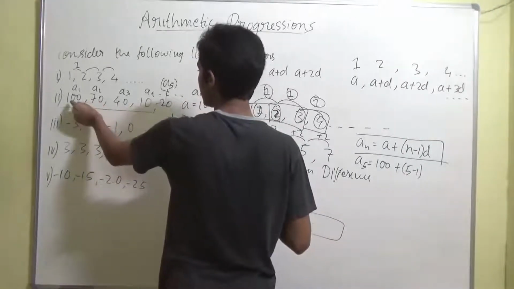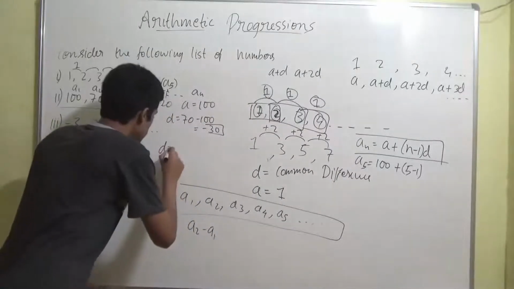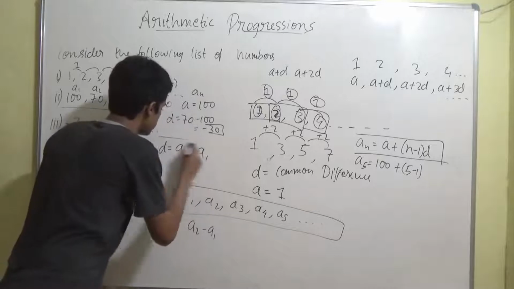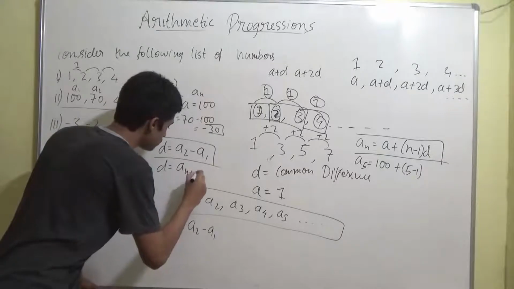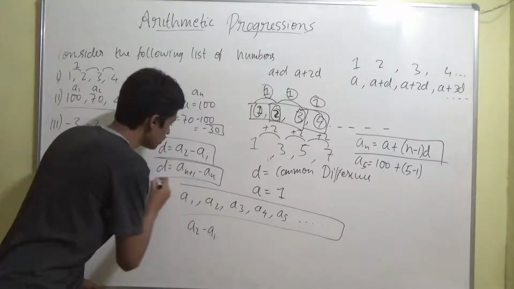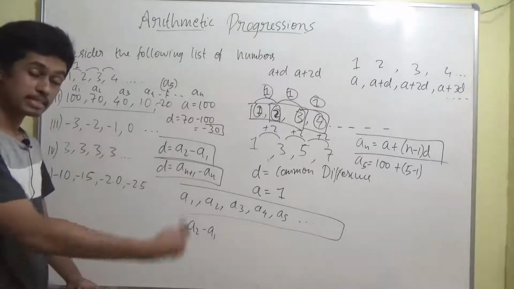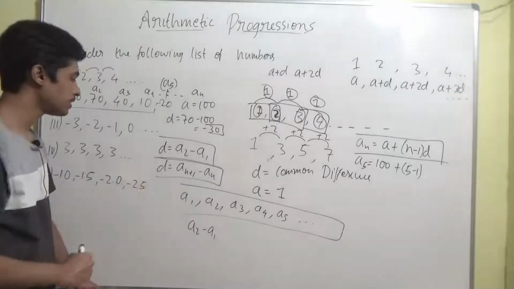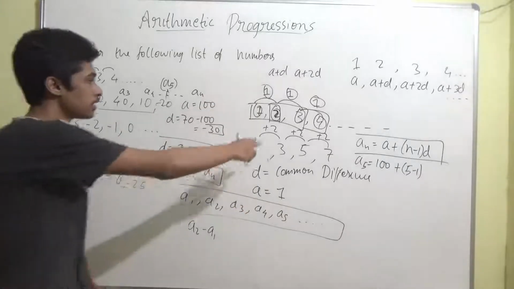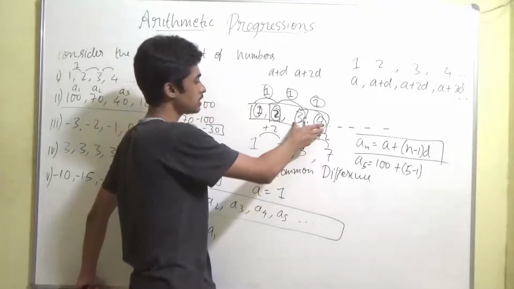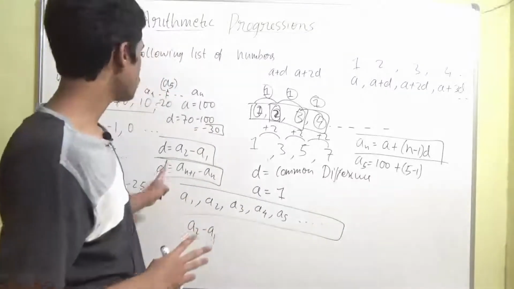Here we found D as 70 minus 100. A2 minus A1 gives you D. I'll write it here again: D is equal to A2 minus A1. Or in general, D equals A of n plus 1 minus A of n. That is, the succeeding term minus the preceding term is going to give you D. For example, if you consider these two numbers, to get the value of D you have to do 4 minus 3. Getting it, guys? So that's the value of D.